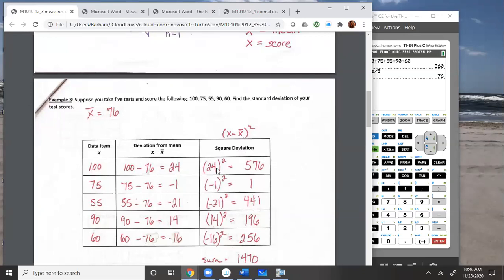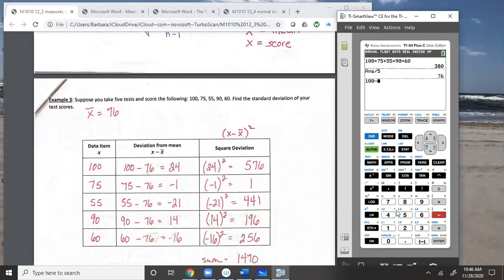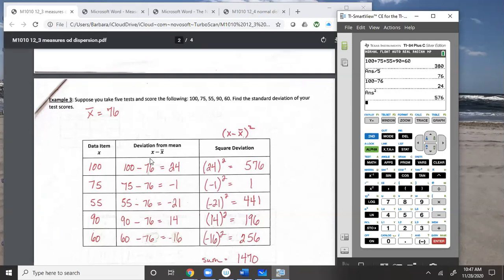All right. So in our first column, we have our scores. In the second column, you have X, which is 100, minus the mean, which we know is 76. 100 minus 76 is equal to 24. And then while you have that on your calculator, go ahead and square that. So I'm going straight across here, and we get the number 576. So that's the square of the difference from the mean.